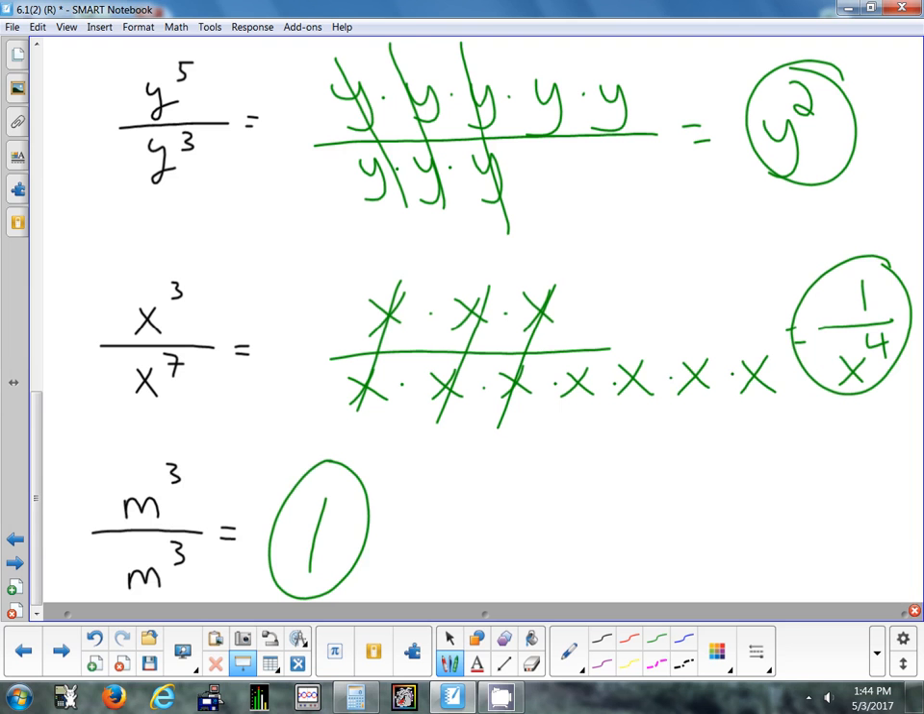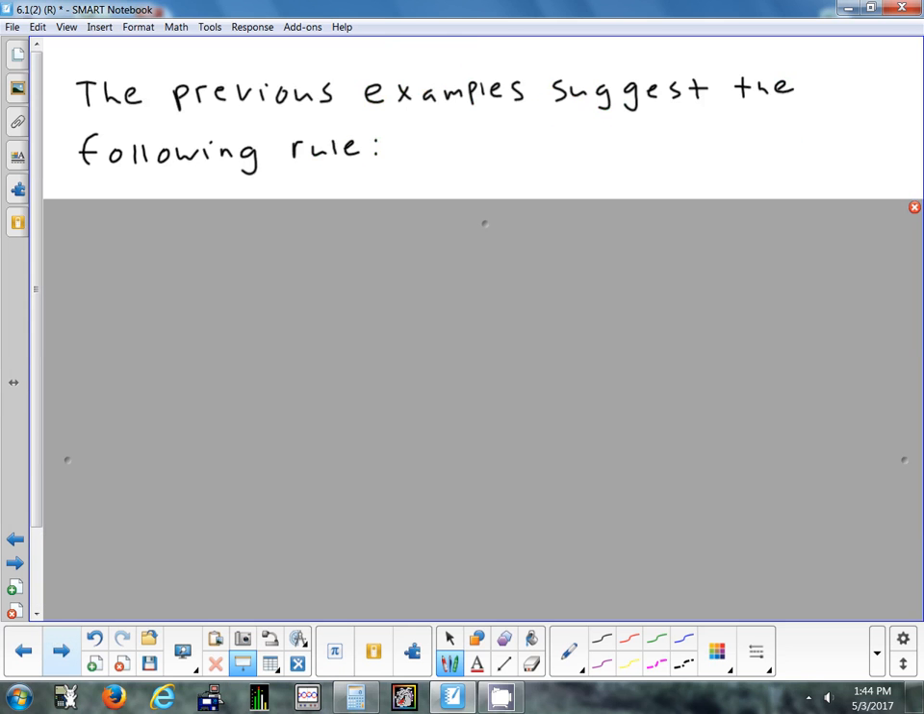All right? But like I said, we don't want to have to write out every single factor. What if it's like 84? Exactly. All right. So here's the rule.